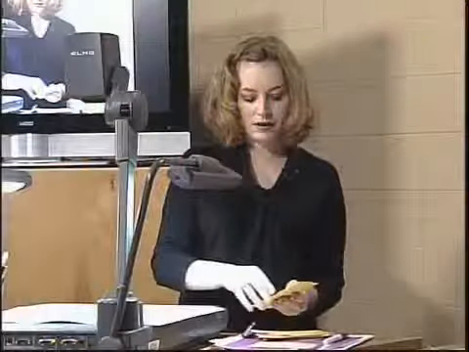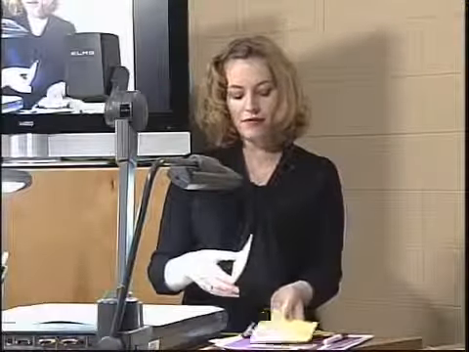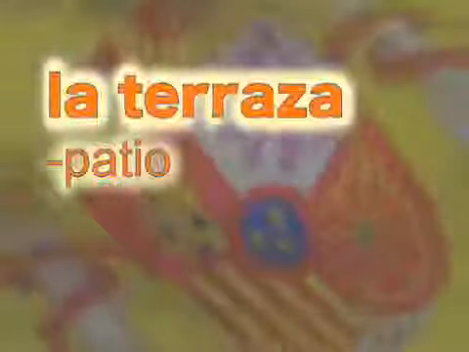La escalera. ¿Qué quiere decir la escalera? La escalera is the staircase. Y también el sótano. ¿Qué significa el sótano? El sótano is the basement. Ahora, afuera de la casa, outside of the house, you have la terraza. La terraza is a terrace or a patio. That would be terraza.